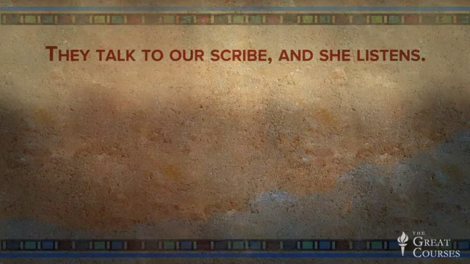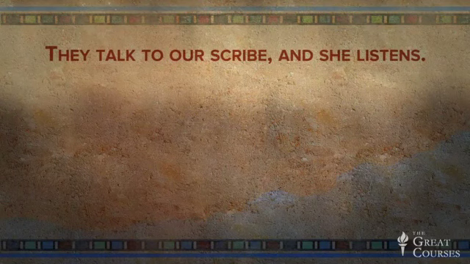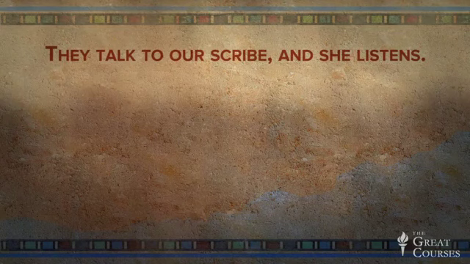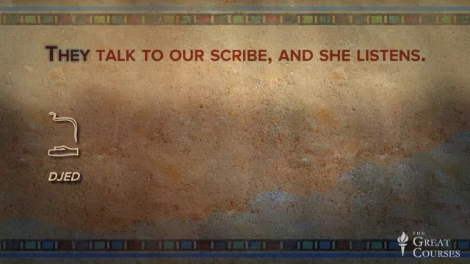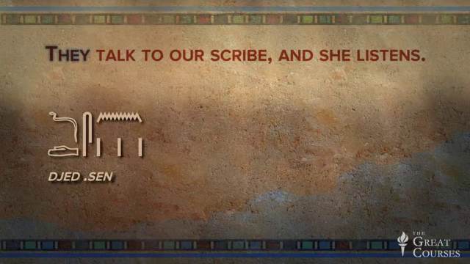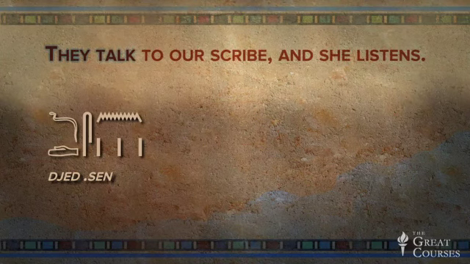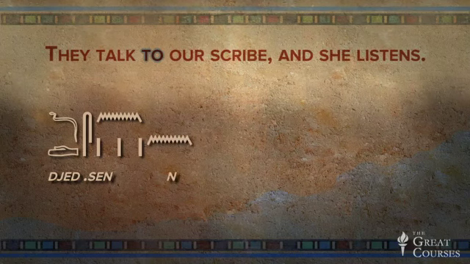How about they talk to our scribe and she listens? By the way, there were a few female scribes in ancient Egypt, but very few. Again, we begin with the verb to say or talk, which is dejed. Now comes our suffix pronoun, they, which is plural, so we can look it up at the bottom of our personal pronoun chart and find that it's sen, the folded cloth, water sign, and 3 strokes. That's they talk.